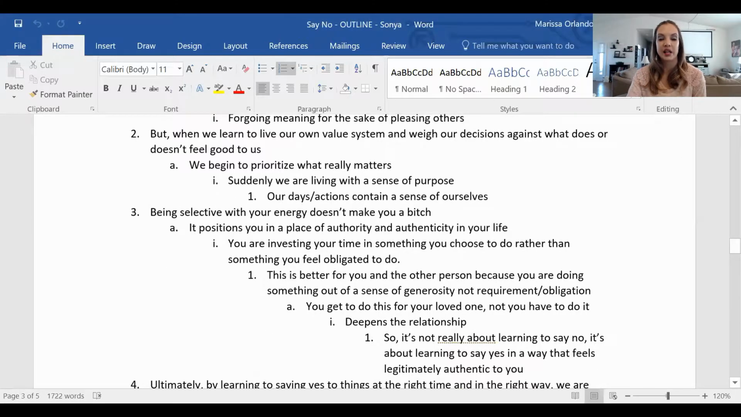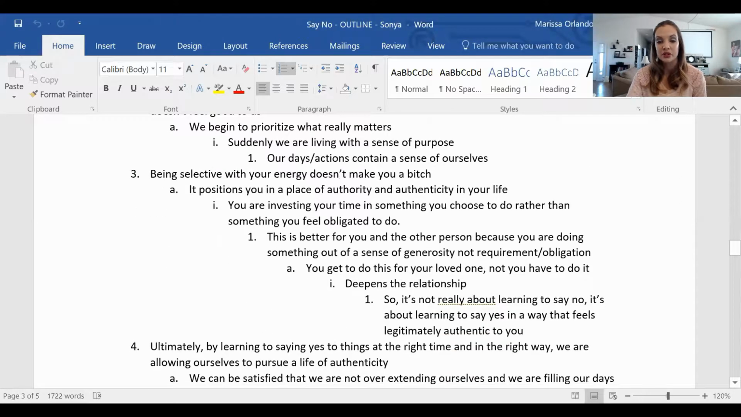Being selective with your energy doesn't make you a bitch. So here, again, this is authentic to Sonia. This is something she would say. When somebody reads this post, they're going to be like, heck yeah, I like Sonia. Or this is kind of a polarizing sentence. Somebody might be like, oh, I don't like that curse word. I'm clicking off of this.